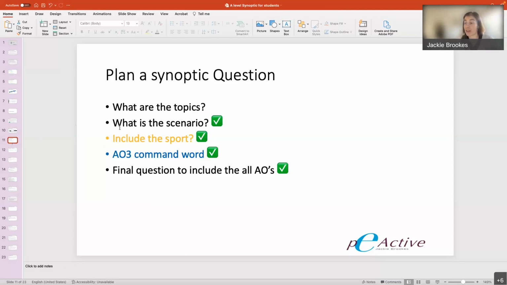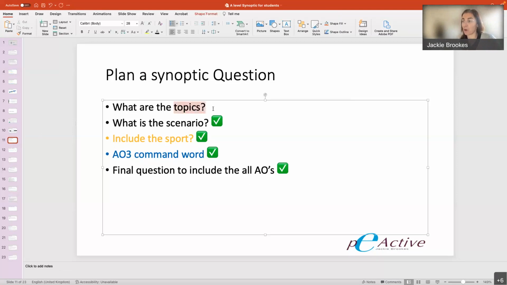If you have a department that's willing, or you want to do it as a teaching and learning activity with students, this is something I encourage, that you use as a bit of a checklist. So if you're going to plan it, your first thing is, well, what are the two topics we're going to pull together?